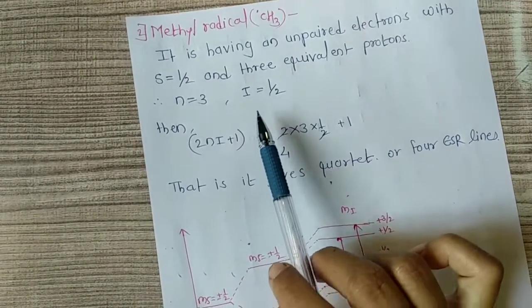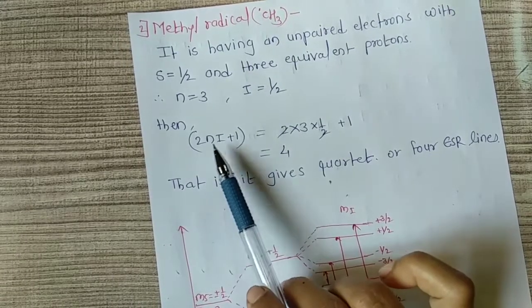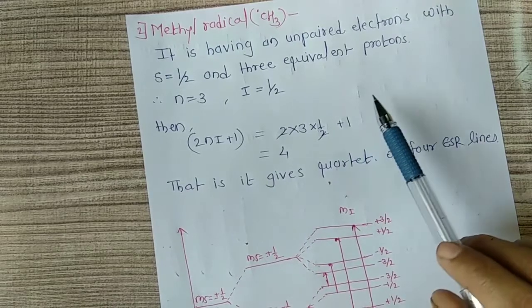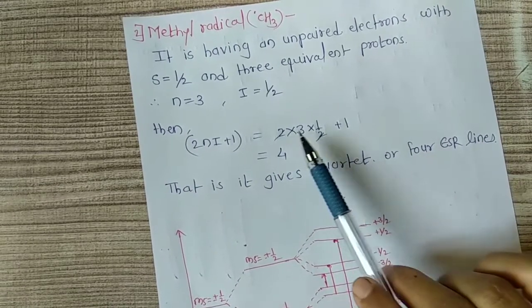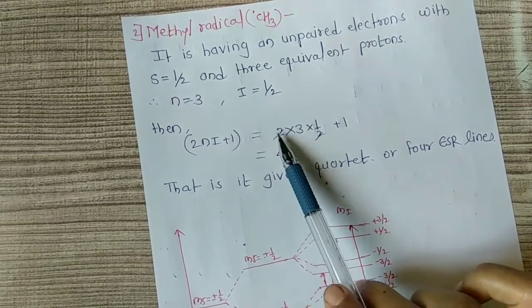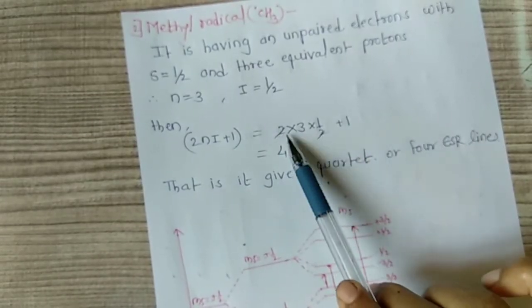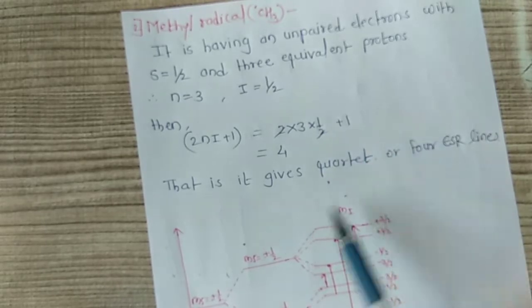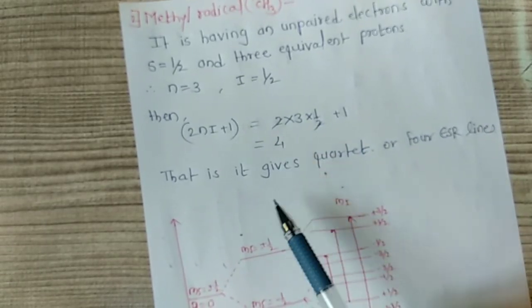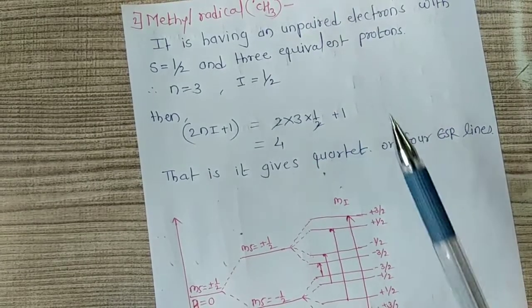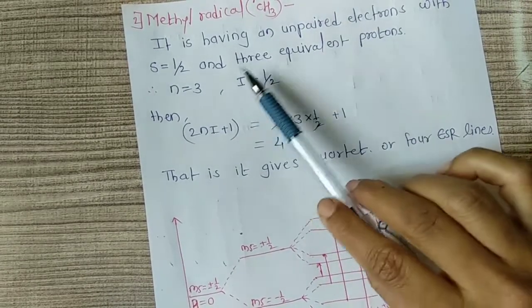How do we calculate the lines? Total lines are 2NI plus 1. That formula we use to calculate the lines which are present in ESR spectroscopy. 2NI plus 1, N is 3 and I is half. That is 2 into 3 into half plus 1. We get the 4 lines in the ESR spectra. Means the methyl radical gives 4 lines in ESR spectroscopy.